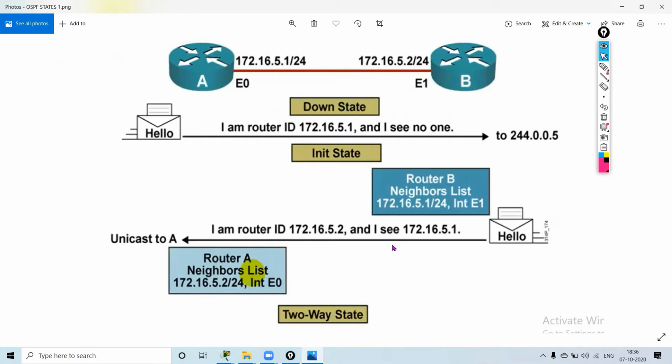These are the states: Down, Init, Two-way. Till two-way, I'm not sharing anything. They are just saying hello to each other, that okay, I can see you. Router A will say I can see you. Router B will say I can see you. And they will just share their router ID: I am router ID so and so, I can see you.